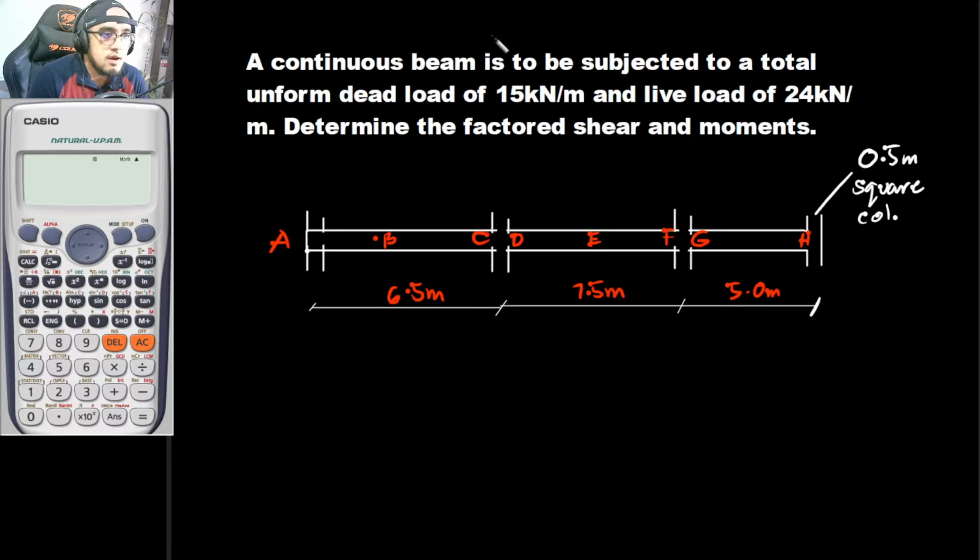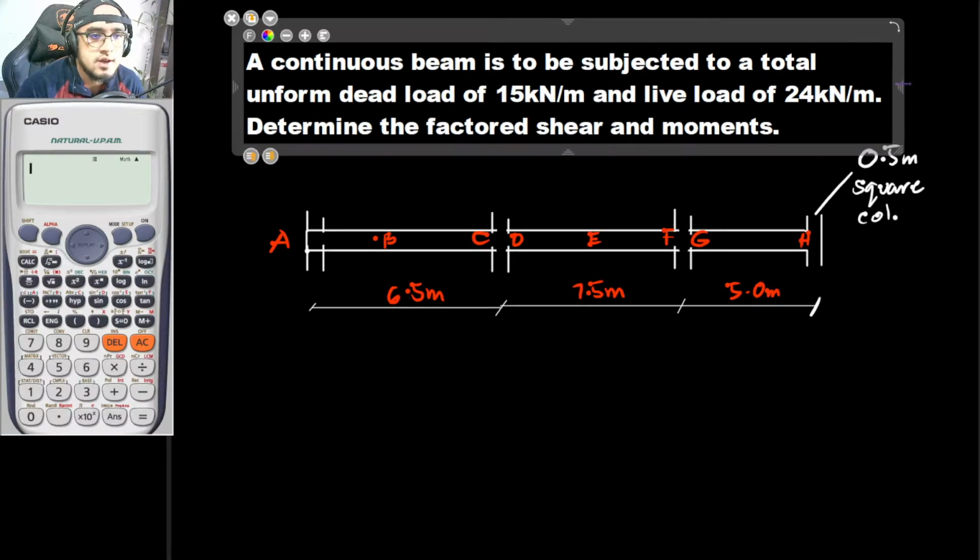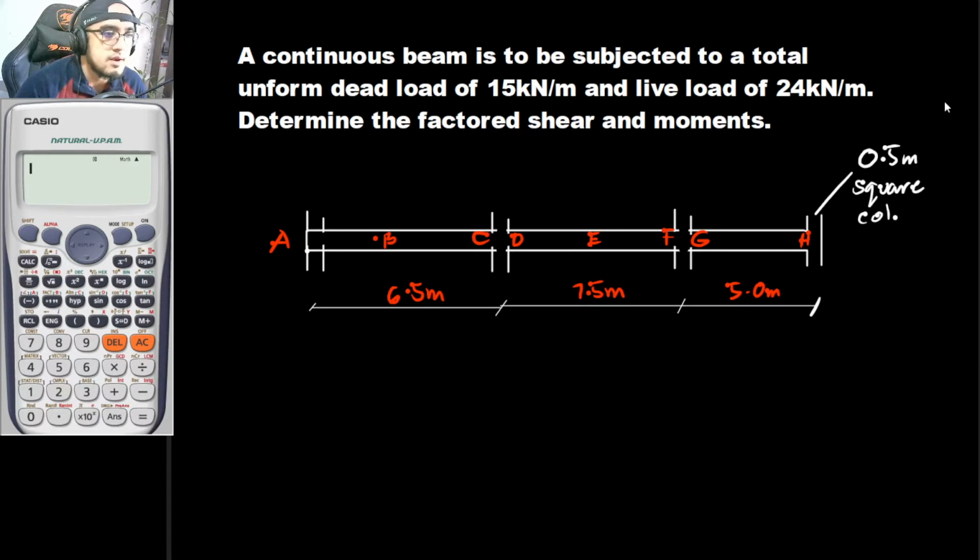So for our example, ito yung example nating una, no? A continuous beam is to be subjected to a total uniform dead load of 15 kilonewtons per meter and a live load of 24 kilonewtons per meter. Determine the factored shear and moments of each segment.